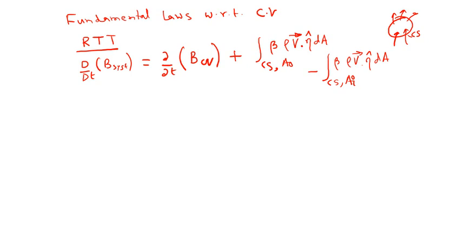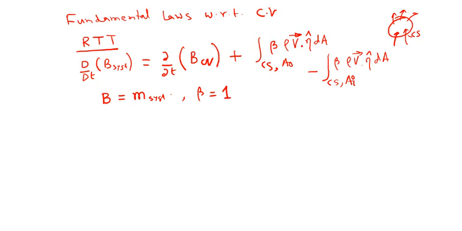Now using this we can write all the conservation laws that we have seen: conservation of mass, conservation of momentum or Newton's law, and conservation of energy or the first law of thermodynamics. So let us consider first the conservation of mass. What is the property? The property B is basically the mass of the system. So what is beta? Beta is mass divided by mass, so beta is 1.